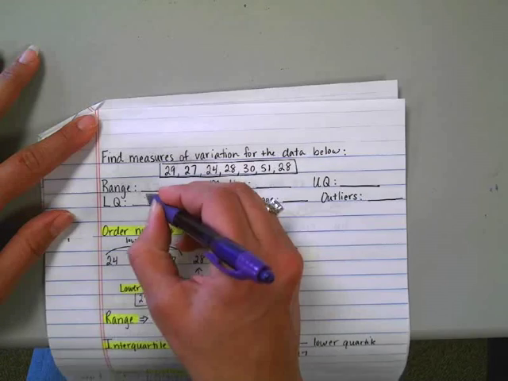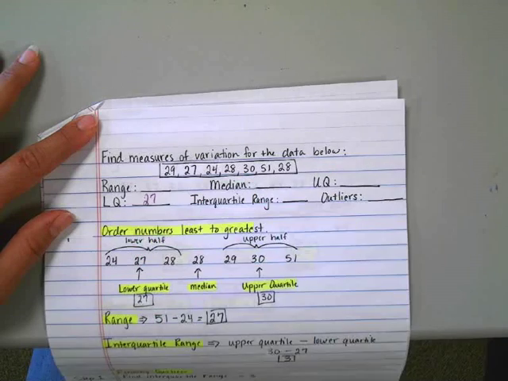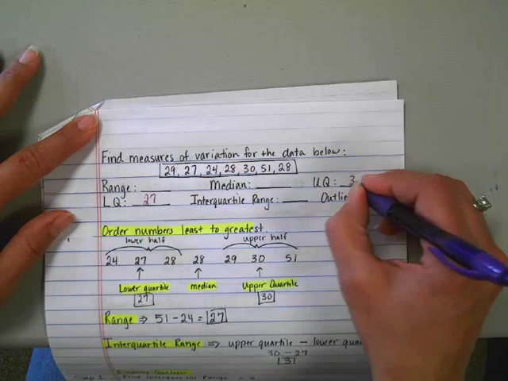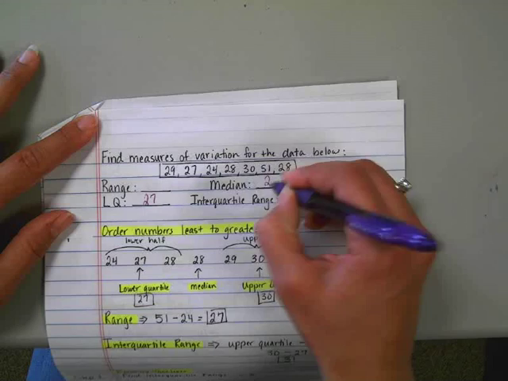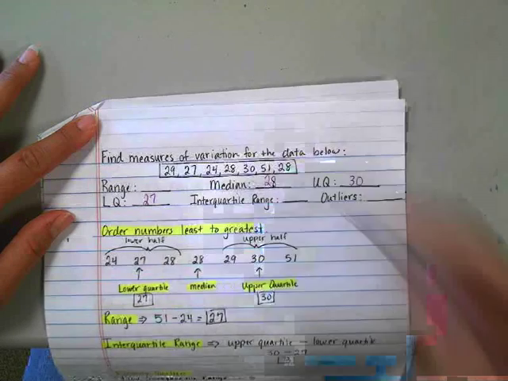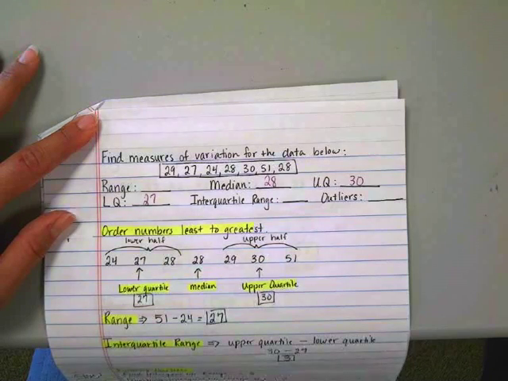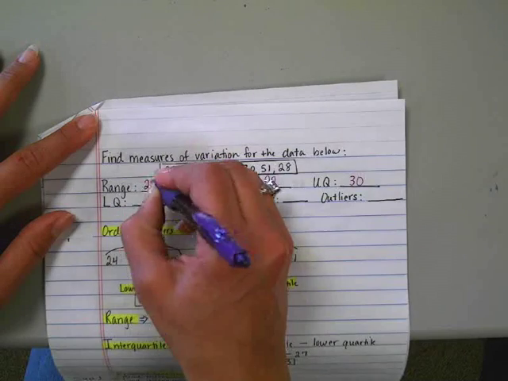Lower quartile was 27. Upper quartile was 30. Remember, those are the medians of the upper and lower half of the data. Our median is 28. And our range is 27.